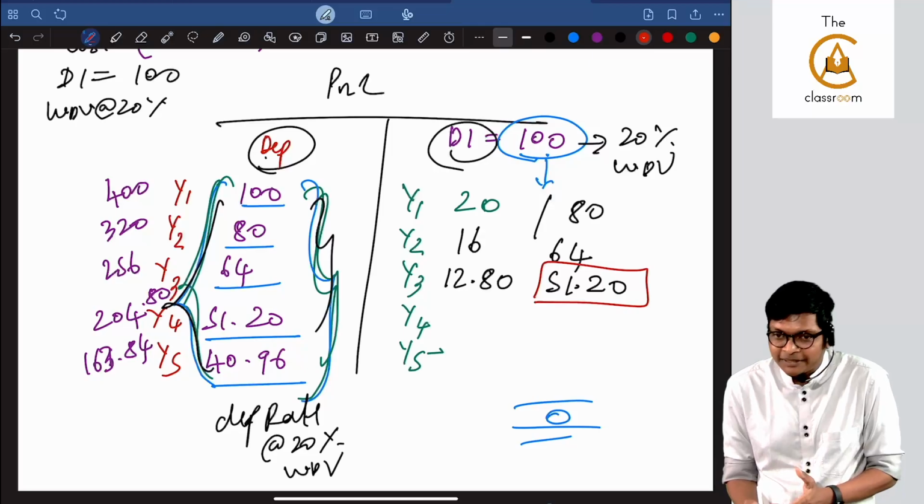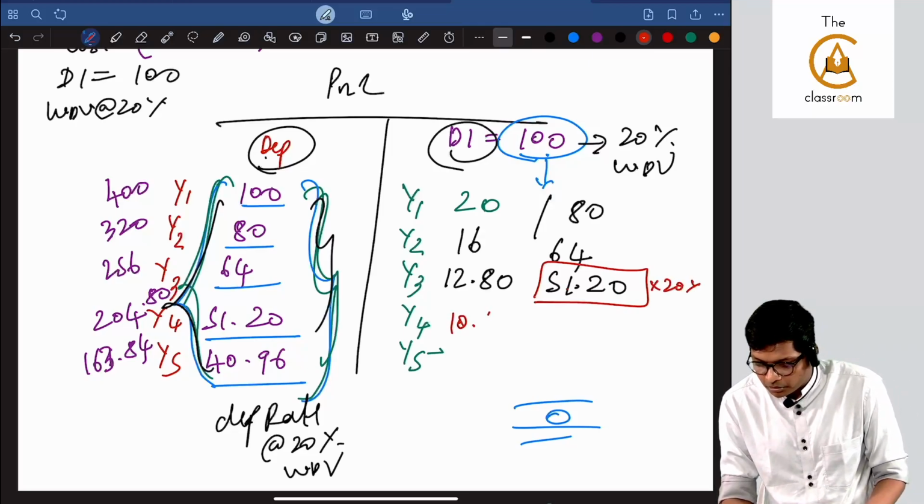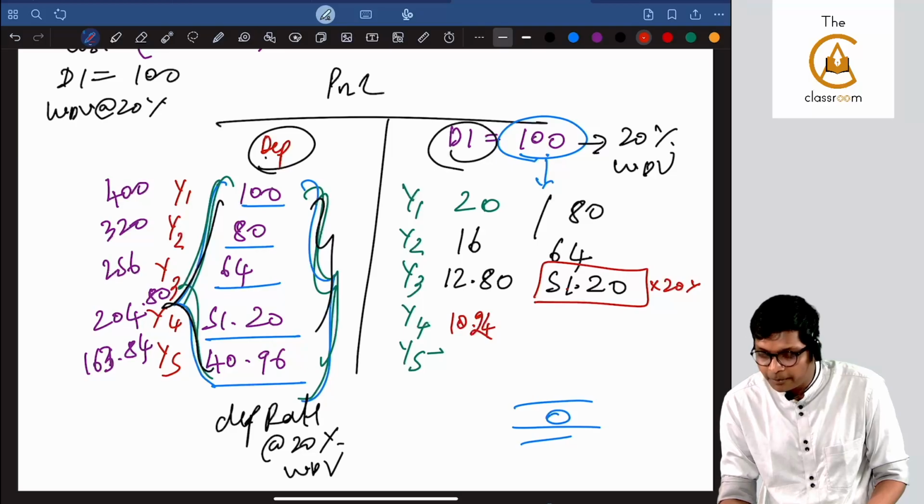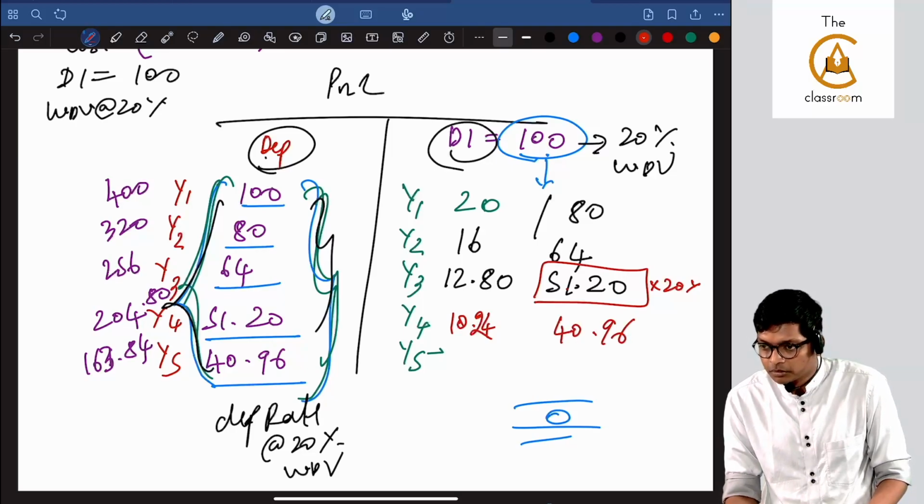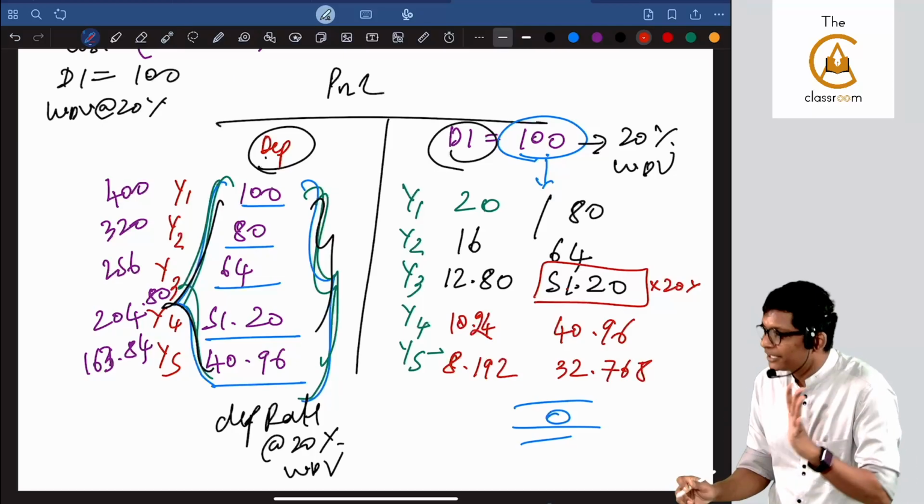If you want, you can simply do. Fourth year will be how much, guys? Into 20%, 10.24. Closing will be 40 point. Again here year 5, 8 point. Closing will be 768. This will never become 0.